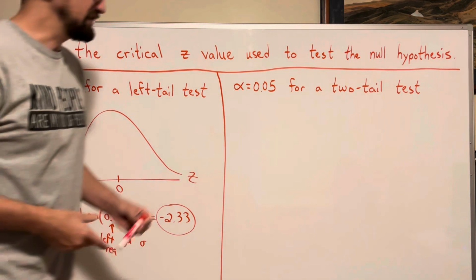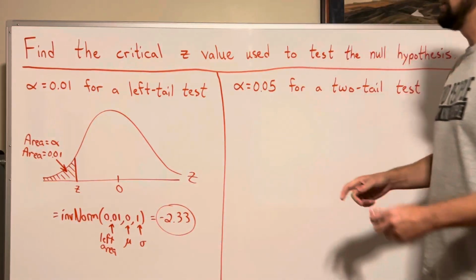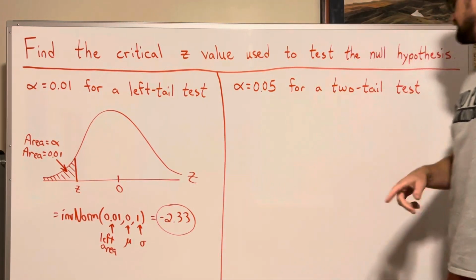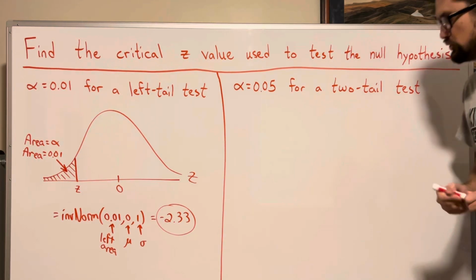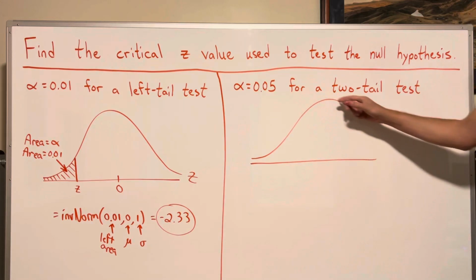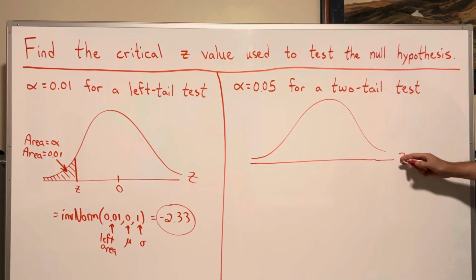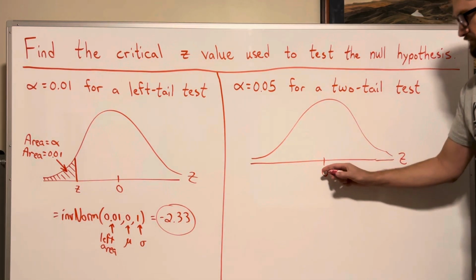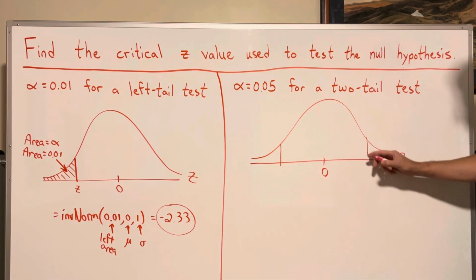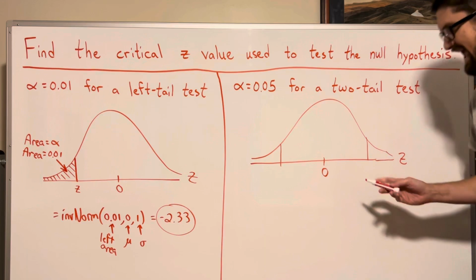All right, let's look at this second situation over here. We have a significance level again. This is 0.05, 5%. This is for a two-tail test. Now, if you have a two-tail test, then the alpha gets split in half.